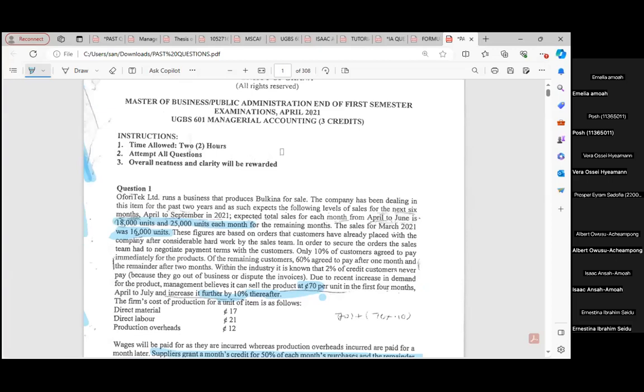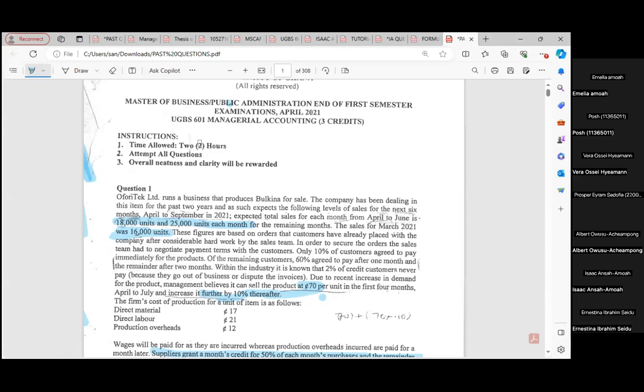Okay, so the question is actually not EMBA. It was a weekend, either weekend and regular, UGBS 601. EMBA is MBA 601 or 603, I forgot. So it's a weekend question. But if you're able to do this question well, I'm sure the rest of your life budgeting becomes easier.